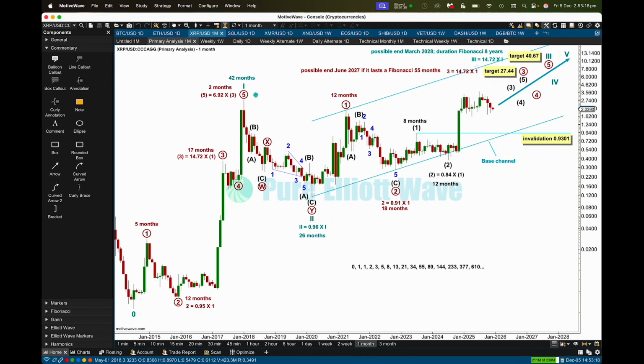I've got a whole bunch of notations on this chart, and I'm also going to add in the Fibonacci number sequence. The third wave here is 14.72 times the length of the first wave. That's not a Fibonacci ratio. I just want to see how long these waves are. And the fifth wave is 6.92 times the length of the third wave.